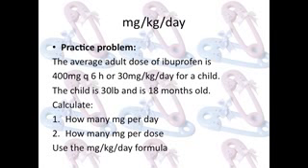So here is the practice problem. The average adult dose of ibuprofen is 400 milligrams every 6 hours, or 30 milligrams per kilogram per day for a child. The child is 30 pounds and is 18 months old. Calculate how many milligrams per day, how many milligrams per dose, and use the milligram per kilogram per day formula.